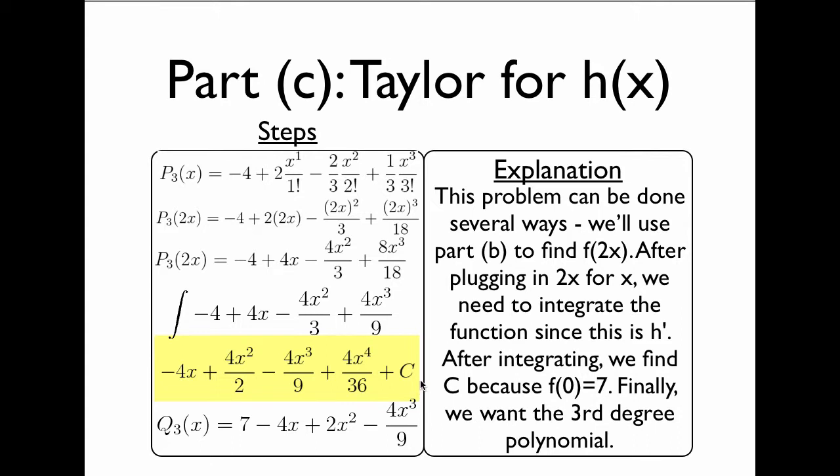To fill in that plus c, we're just going to use that information they gave us. H of 0 is 7, so my initial term is going to be 7. So finally, I have my polynomial here. 7 minus 4x plus 2x squared minus 4x cubed over 9. Now you might have thought I dropped a term here, but actually they asked for just the third degree polynomial. So I'm only going up to the x cubed over 9.